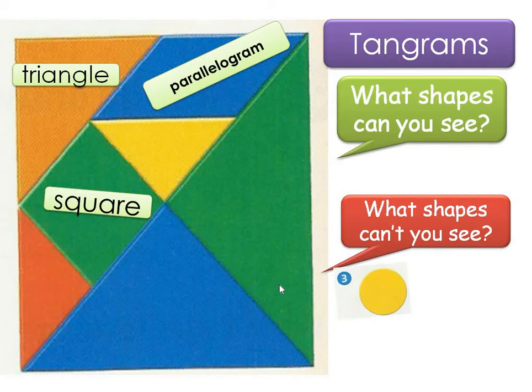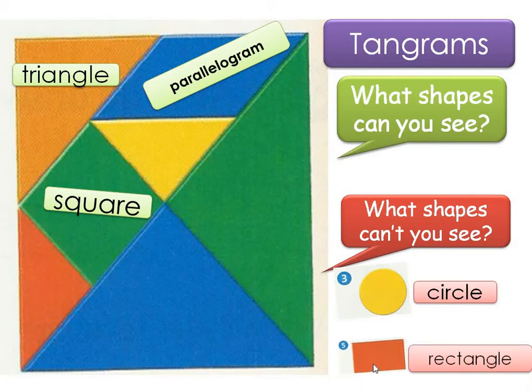It is circle. There's no circle here. Okay, tiada bentuk bulatan. Okay, no circle. You can't see a circle. Okay, we can't see any circle. And we also can't see any rectangle. There is no rectangle in this tangram.